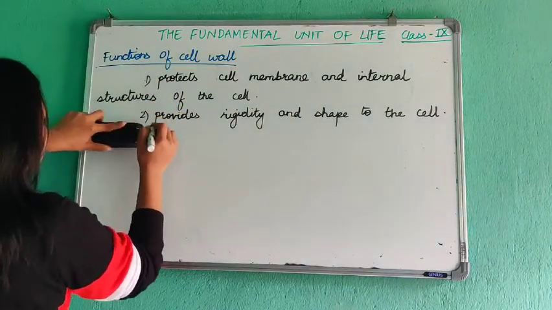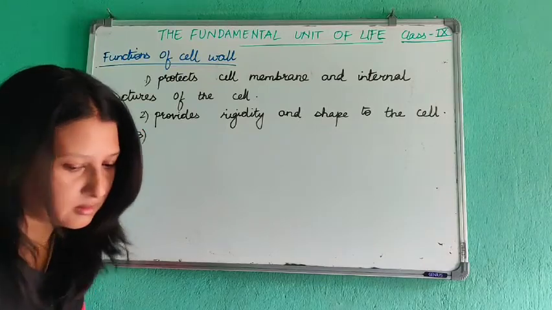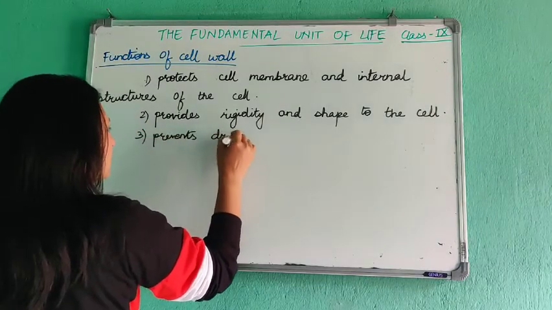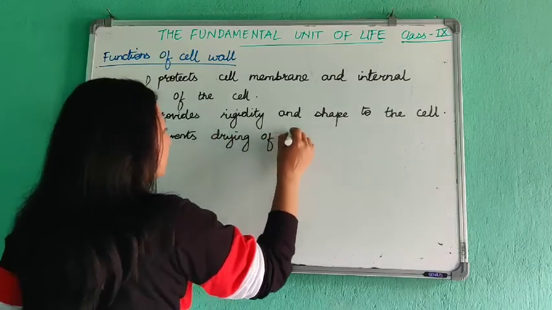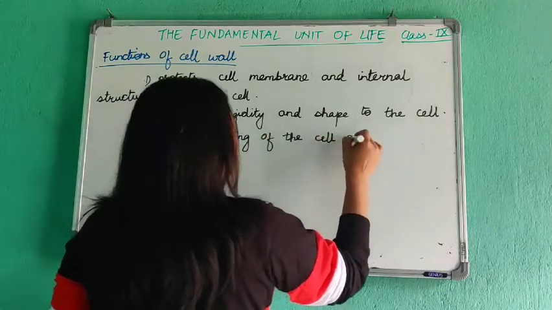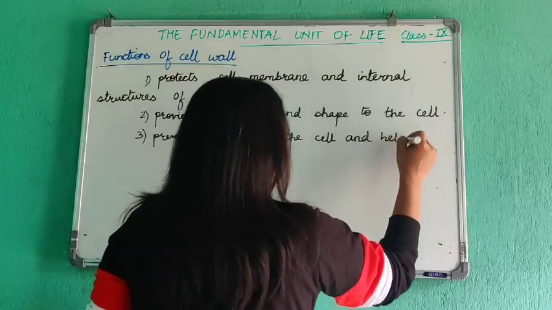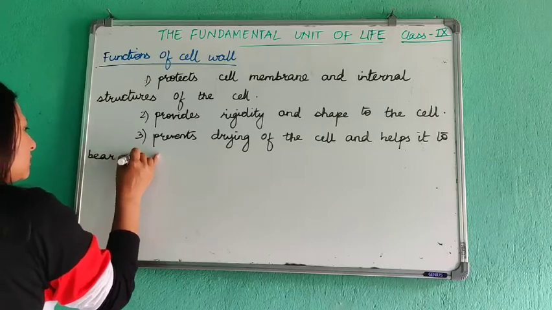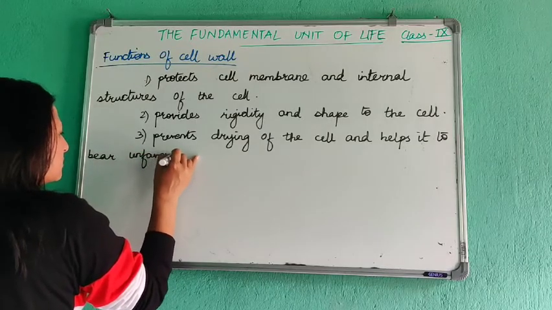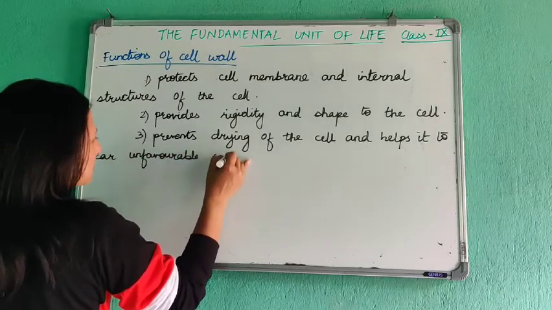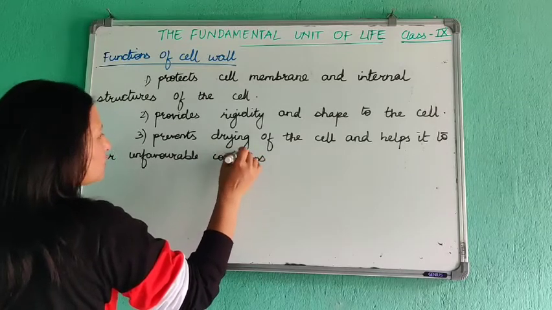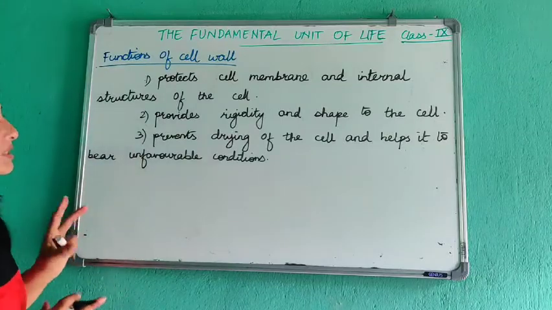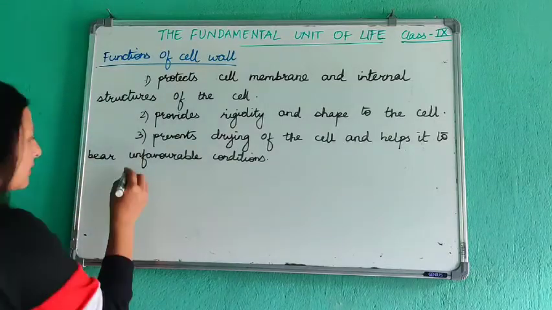Okay, third one चाहिँ prevents drying of the cell. Cell लाई सुक्नु दिँदैन and helps it to bear unfavorable conditions. कहिलेकाहीँ पानी नभइरहेको हुन्छ, so त्यस्तो unfavorable conditions मा cell membrane, cell wall ले सेललाई सुक्नु दिँदैन, it prevents the drying of the cell.